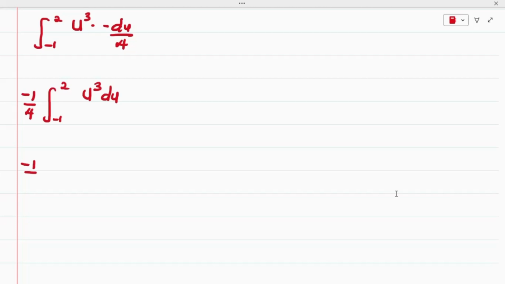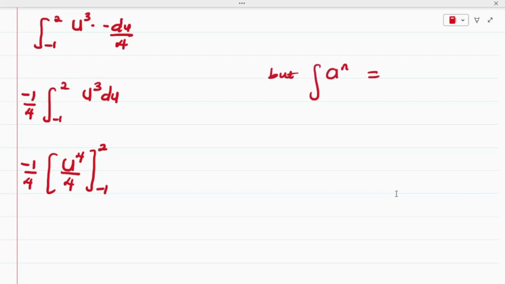So let's integrate this function. We have negative 1 over 4. If we integrate this, we have u raised to the power of 4 divided by 4, with the limits of negative 1 to 2. So how did we actually integrate this? We want to know that if we have the integral of a raised to the power of n, to integrate this we have a raised to the power of n plus 1 divided by n plus 1. This is what we make use of to integrate this right here.